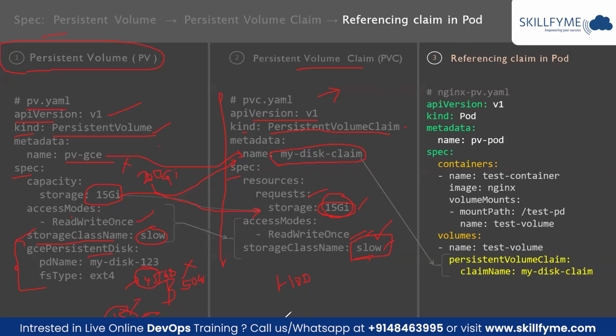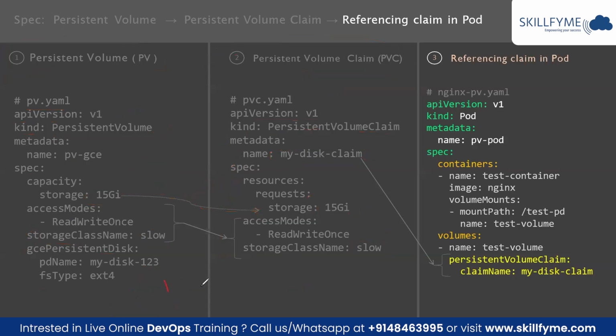See, there is a protocol, okay? There is a protocol between the persistent volume and persistent volume claim, okay? So the first step of the protocol is how much volume we are requesting. If that volume of storage is available, it will get directly allocated to the claim.